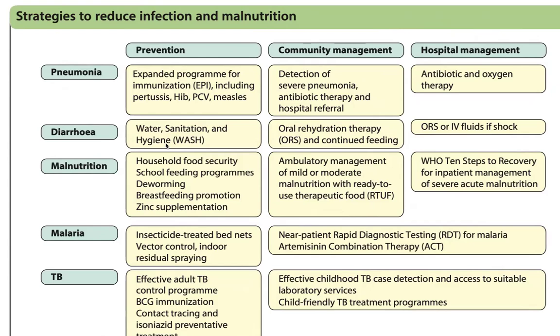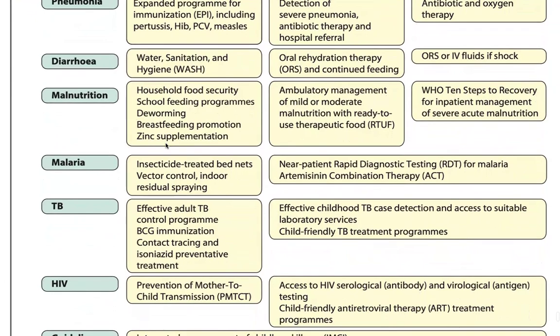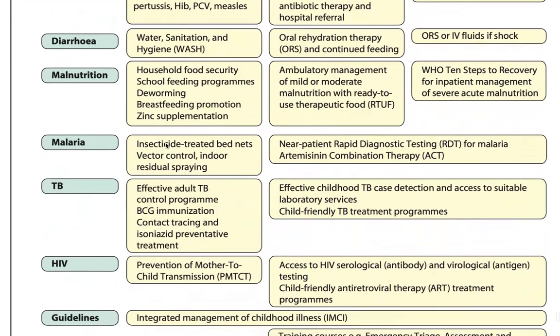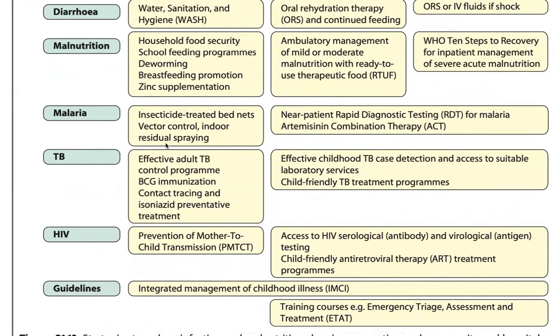Near-patient rapid diagnostic testing for malaria, artemisinin combination therapy. TB: effective adult TB control program, immunization, contact tracing, isoniazid preventive treatment, effective childhood TB case detection, access to suitable laboratory services, child-friendly TB treatment programs. HIV: prevention of mother to child transmission, and access to HIV antibody testing, child-friendly ART treatment programs that integrate management of childhood illness.